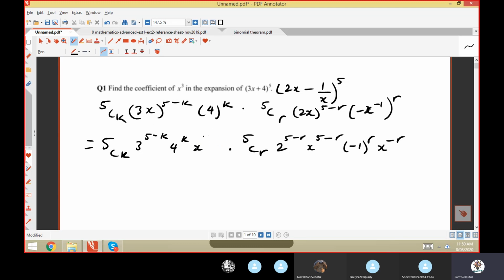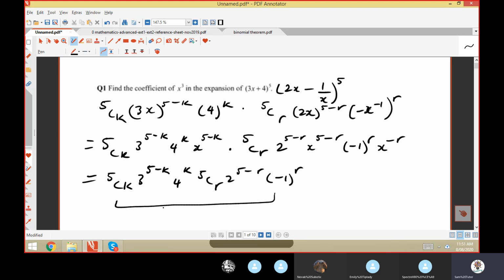Should have been x to the power of 5 take away k, and then 4 to the k. 5cr, 2 to the power of 5 take away r, there it is. x to the power of 5 take away r, negative 1 to the power of r, and then x to the power of negative r. At this stage, we get 5ck, 3 to the 5 minus k, 4k, 5cr, 2 to the 5 minus r, negative 1 to the power of r. That's your coefficient.